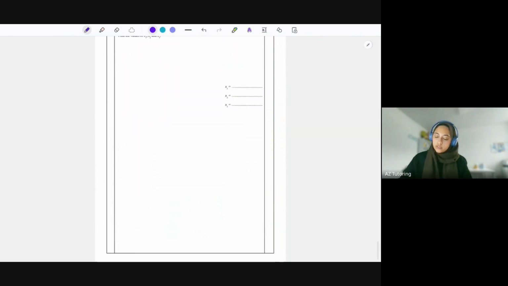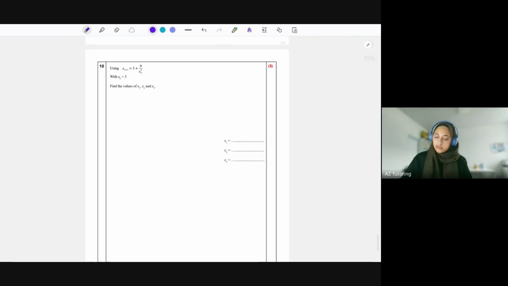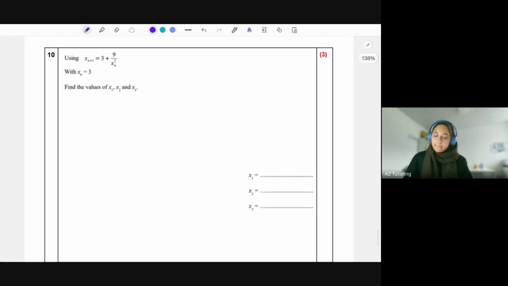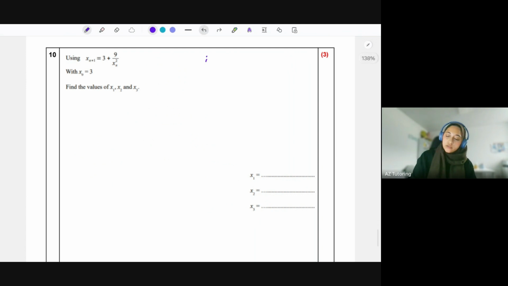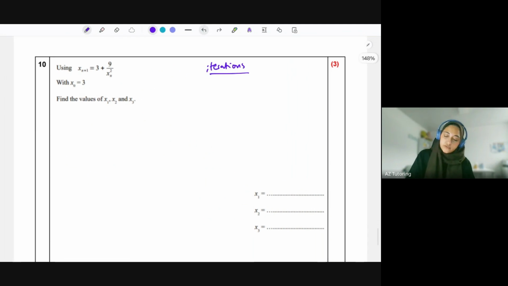The final question, and then we'll stop to answer any questions anyone might have. So we've got an iterations one. This is a really common calculator paper question. It says using this formula, so x(n+1) equals 3 plus 9 over xn squared. They'll always give you an x0, so you're starting. So x0 is 3. Find the values of x1, x2, and x3.